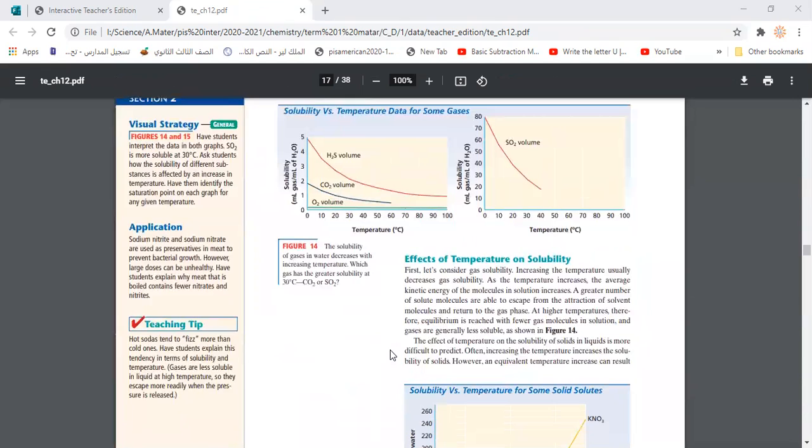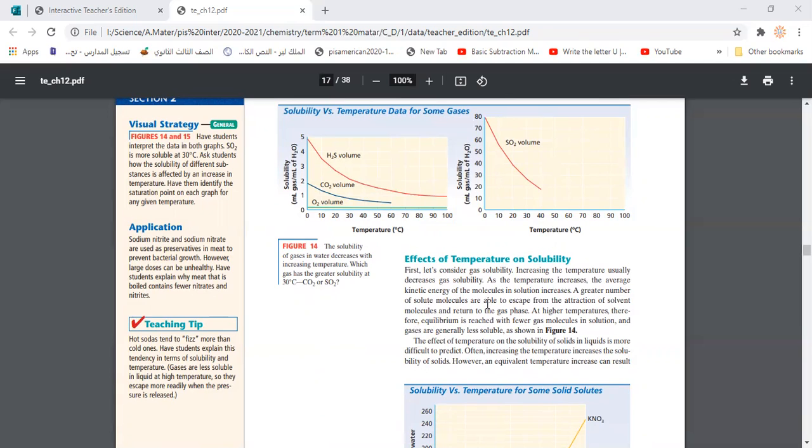So let's see another factor that could affect solubility: the temperature. So what is the effect of temperature on solubility? Actually, we're going to find that increasing the temperature decreases the gas solubility. Why? Because as we increase the temperature, the particles get more energy, so their average kinetic energy will increase. That will allow the particles of solute, that means the gas, to have more energy to move, so it has more energy to escape from the attraction with the solvent. So in that case, the solubility of the gas will decrease.